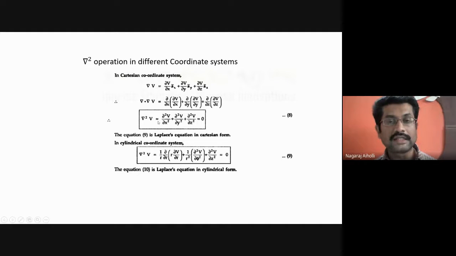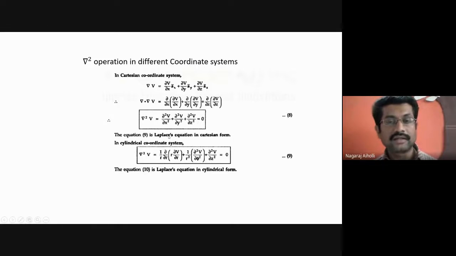Therefore del square V will be equal to ∂²V/∂x² plus ∂²V/∂y² plus ∂²V/∂z². Take it as equation 8. This equation for del square V is the Laplace equation in Cartesian form because we are using the Cartesian coordinates x, y and z.